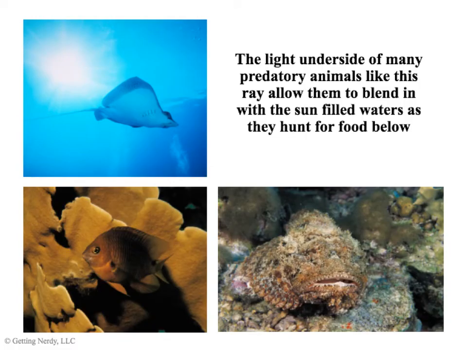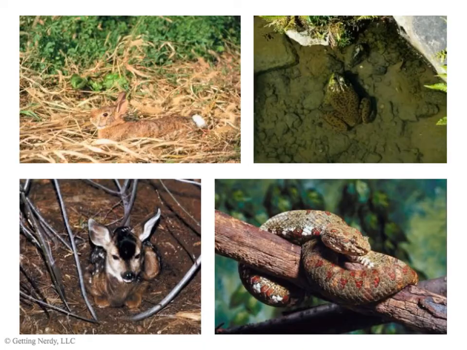The light underside of many predatory animals, like the ray here, allows them to blend in with the sun-filled waters as they hunt for food below. So as a predator, they don't want the prey to see them from above. You'll see these other two fish blending in quite nicely. And here we have some others that are blending in.